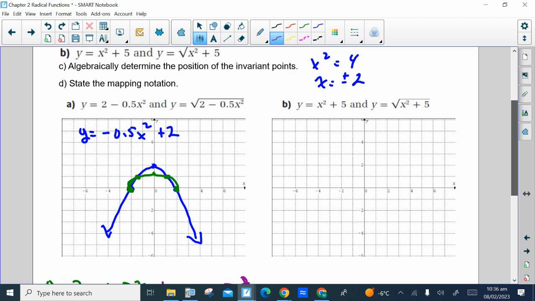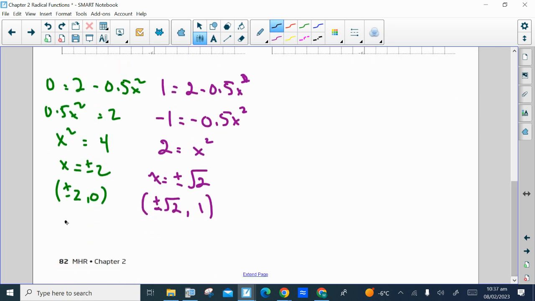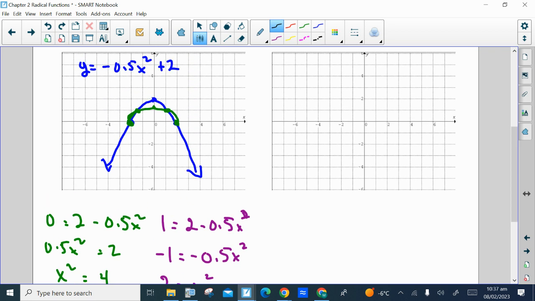Okay? And again, the mapping notation is always the same for these. We're taking the square root of all the y values. Right, so again, this graph looks completely different than all the other radical functions we've looked at because the original function is a quadratic, not a linear, which is what we dealt with yesterday. The original functions were linear, or the radicand was linear.